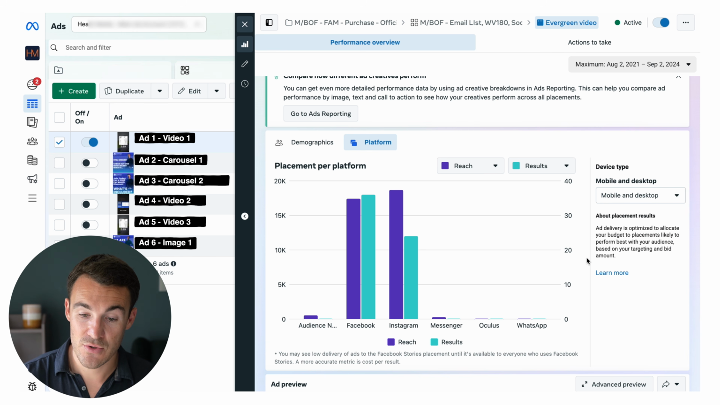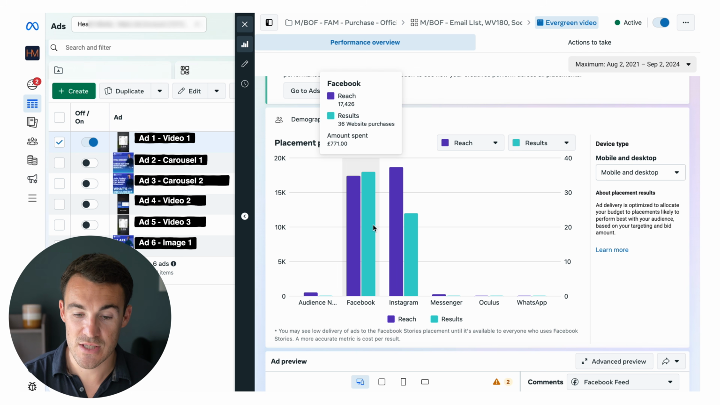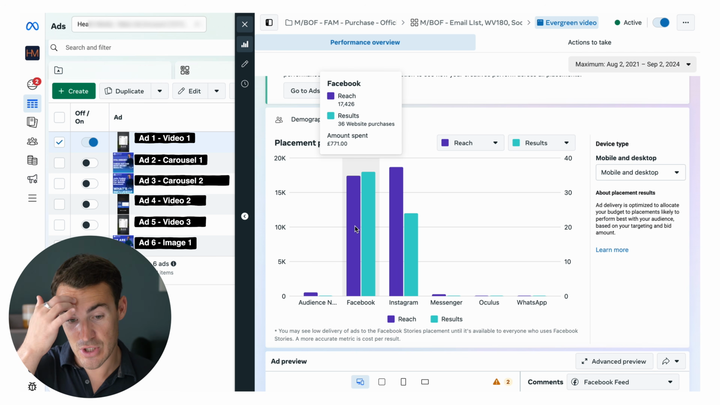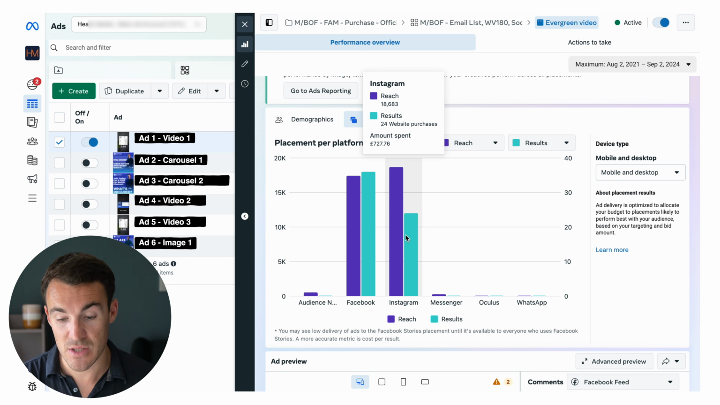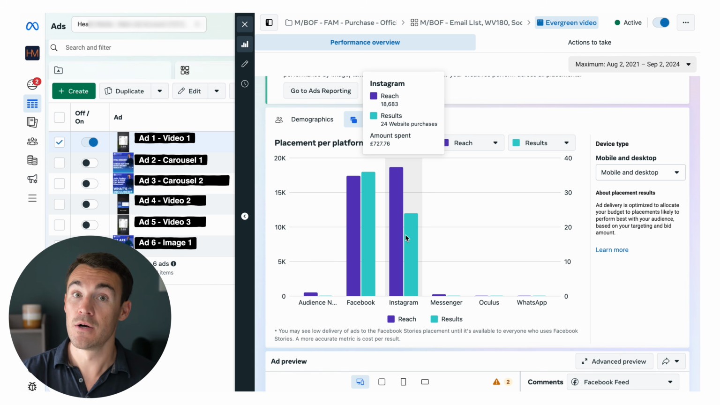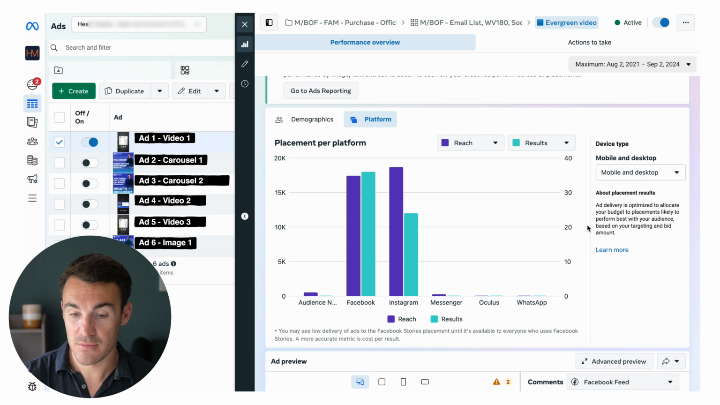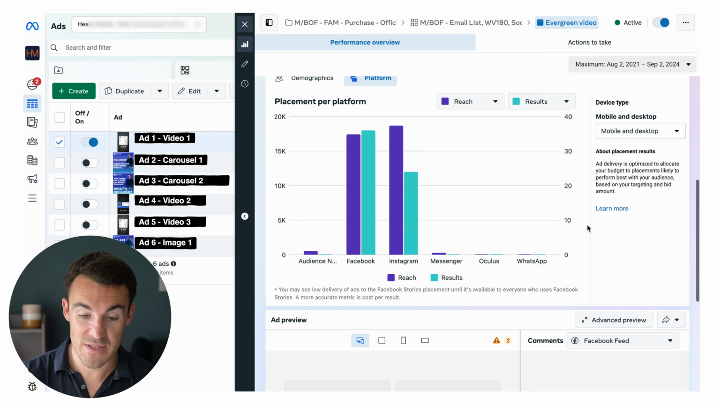Platform data is also really interesting. You can take a look at, reach is slightly higher on Instagram versus Facebook, but you can see that 36 results were generated from Facebook, purchases, and 24 from Instagram with a similar amount spent. So it shows that Facebook is a significantly better performer for this offer. I was going to say for my business, but that's not necessarily true across the board, for this offer specifically.